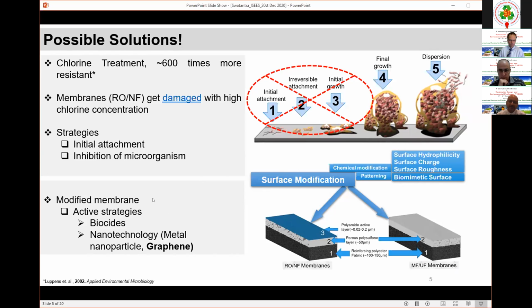In these strategies, if we are putting certain biocides on the surface of the membrane, we call them active strategies, where we are putting biocides or different kinds of nanoparticles to kill the organism. The second strategy is the passive strategy, where we can make a texture, and by that texturing we can reduce the initial attachment. If we can reduce the initial attachment, we can delay the fouling for a long time, and in this process we can save a lot of energy.